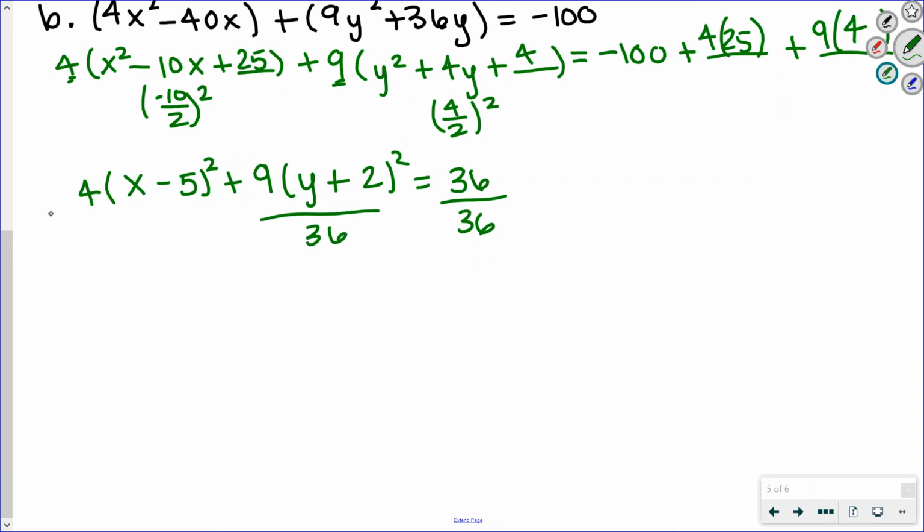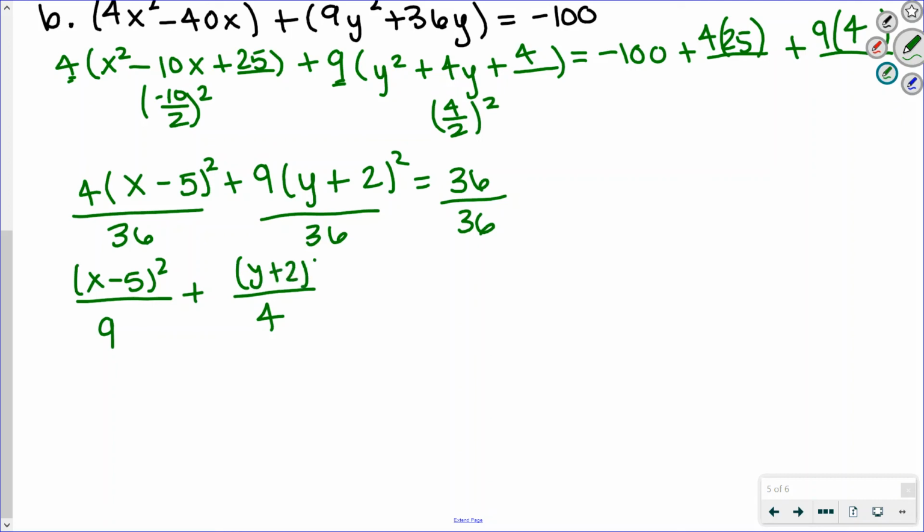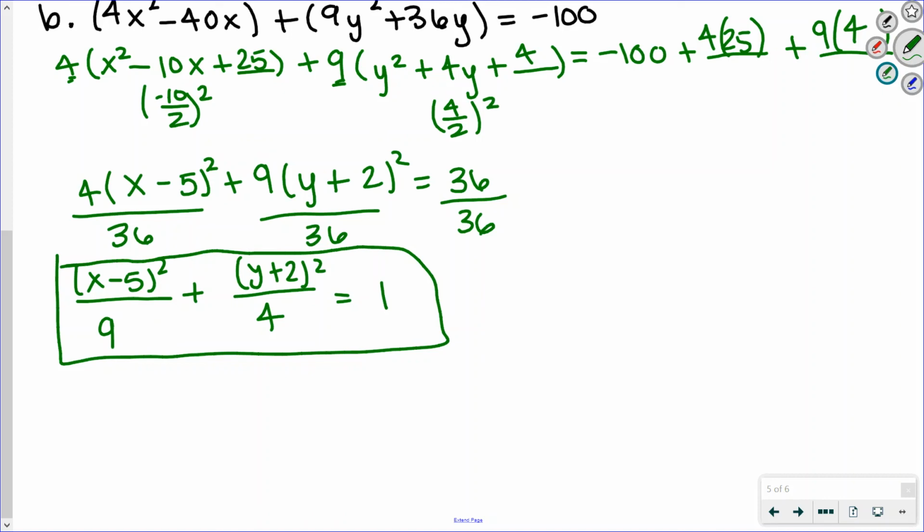So if I just divide everything by 36, I can reduce this very nicely. 4 over 36 reduces to a 9 in the denominator. 9 over 36 reduces to a 4 in the denominator. And 36 divided by 36 is 1. This is an equation of an ellipse. It has a center at (5, -2). A squared is 9, and B squared is 4.